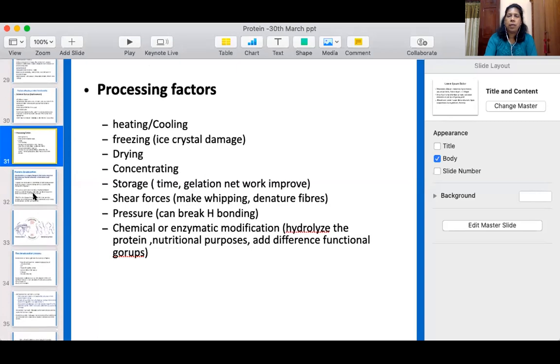Which one do you like? Any question up to now regarding these factors changing the protein functionality?